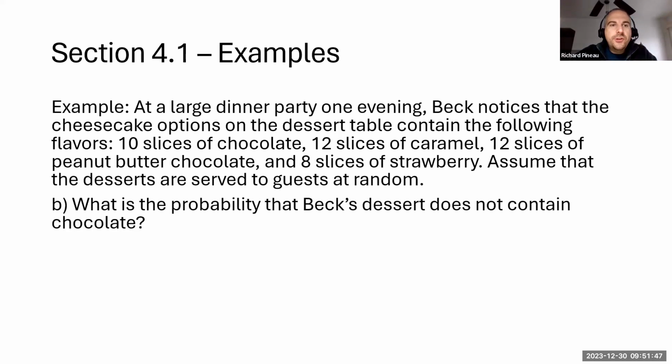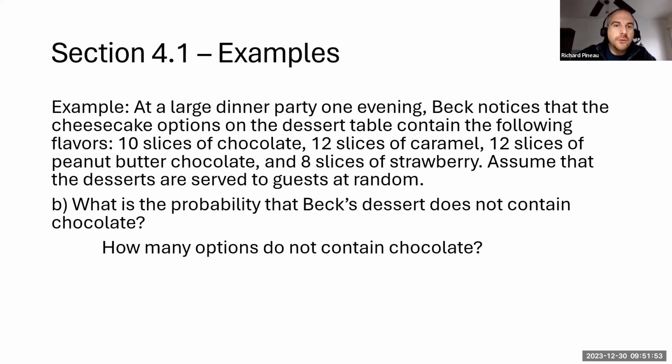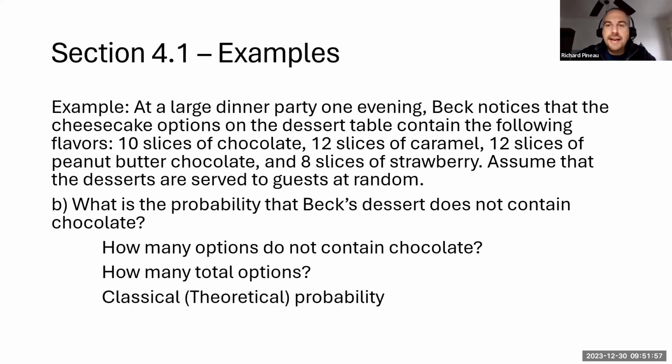All right, same situation. Part B this time is, what's the probability that Beck's dessert does not contain chocolate? Okay, so how many options don't contain chocolate? How many total options do we have? And again, still dealing with a classical probability. So how many do not contain chocolate? That would be 20. So that would be the caramel and strawberry, 8 plus 12. Okay, still 42 options. And so 20 out of 42 here, or 10/21 is our probability.